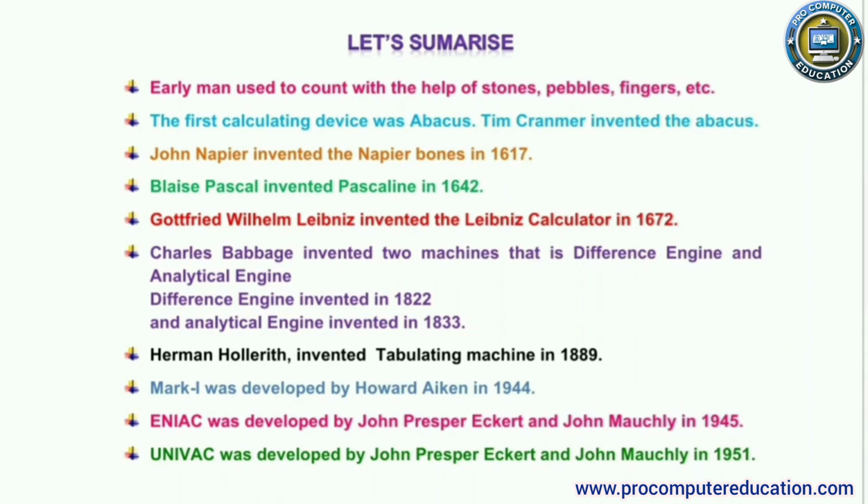Sixth point is, Charles Babbage invented two machines, that is difference engine and analytical engine. Difference engine invented in 1822 and analytical engine invented in 1833. Seventh point is, Herman Hollerith invented tabulating machine in 1889. Eighth point is, Mark I was developed by Howard Aiken in 1944. Ninth point is, ENIAC was developed by John Presper Eckert and John Mauchly in 1945. 10th point is, UNIVAC was developed by John Presper Eckert and John Mauchly in 1951.